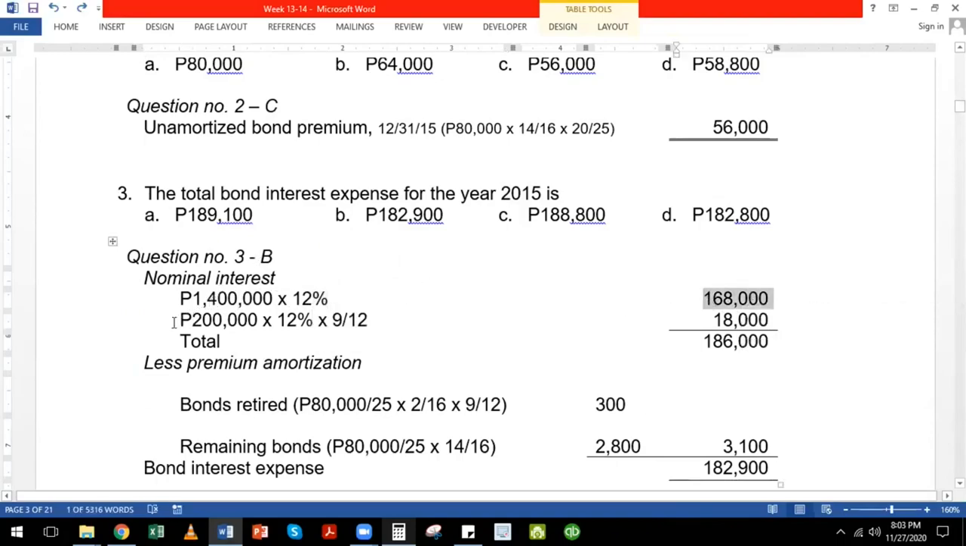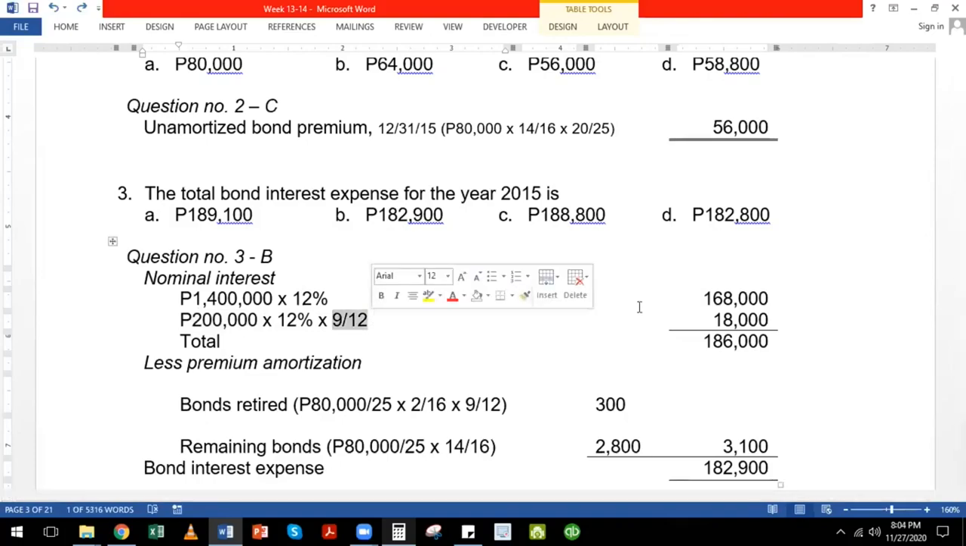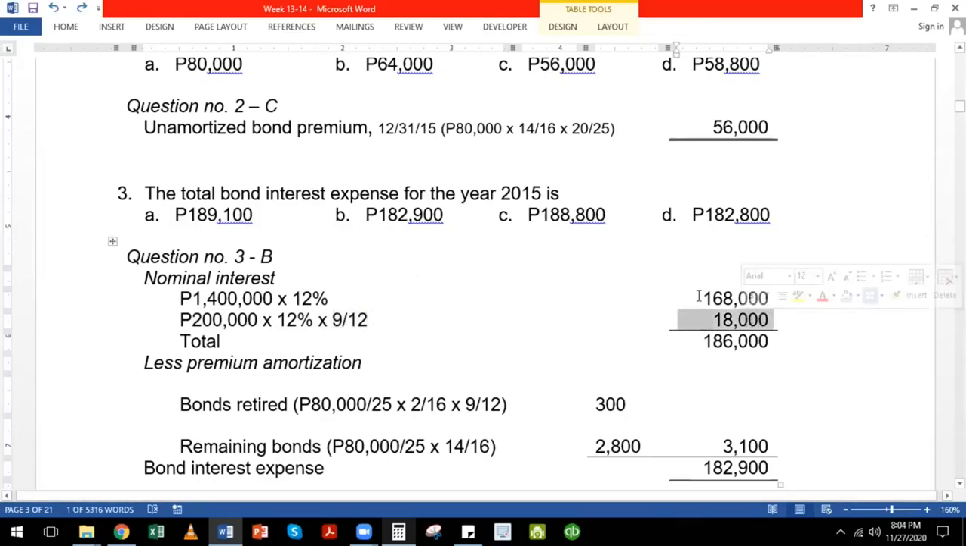And ang kaning 200, okay, ang kaning 200, muna siya ang na-redeem, di ba? So, na-redeem siya 12%, pero kanong sagi siya na-redeem? October na, di ba? October 1. So, pila ka months na siya from January 1 to October 1. So, nasa 9 months. Di ba? 9 months. Wala yati lang October, kay October 1 man siya. So 9 over 12 ang interest. So na siya ay 18. So 168 plus 18, mao na siya supposed to be ang nominal interest niya.